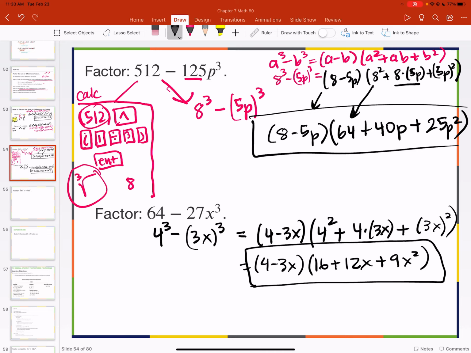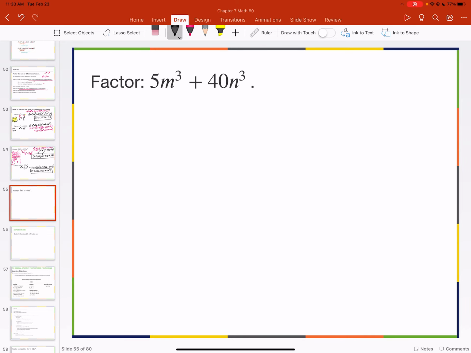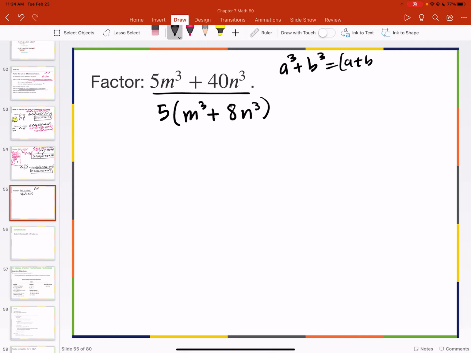And I think we might have one more. Okay, fine. This one has a GCF, right? What's my GCF here? 5. Okay, if I factor that out, m cubed plus 8n cubed. So by now we should be getting kind of like, okay, this is the sum of cubes. That's going to be a plus b times a squared minus ab plus b squared. So then what is a and what is b?